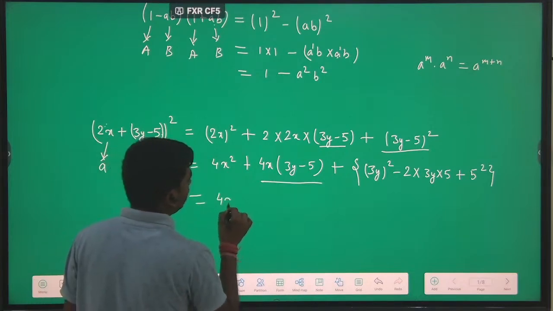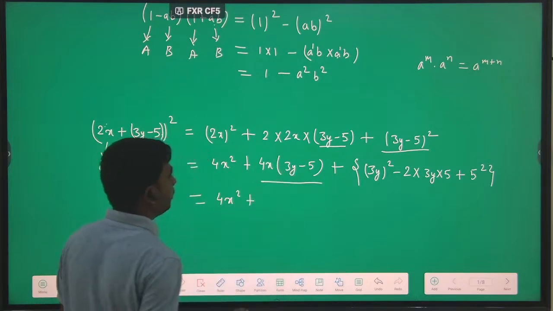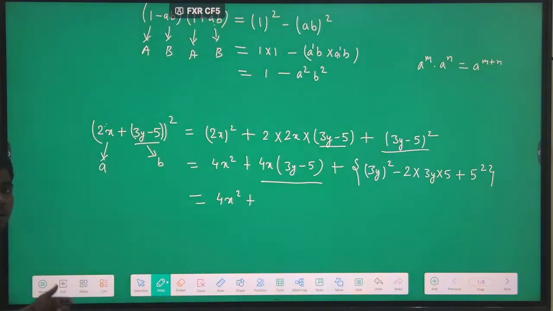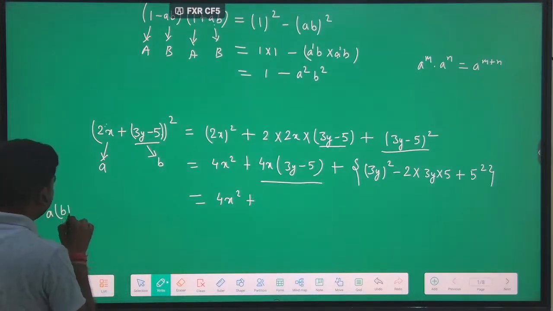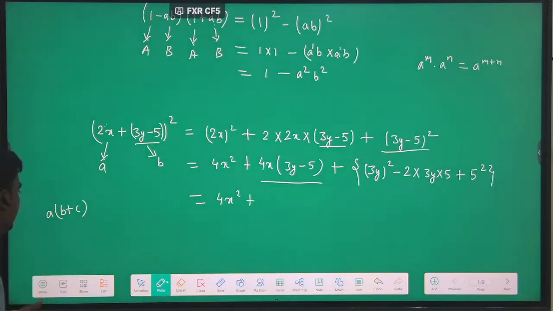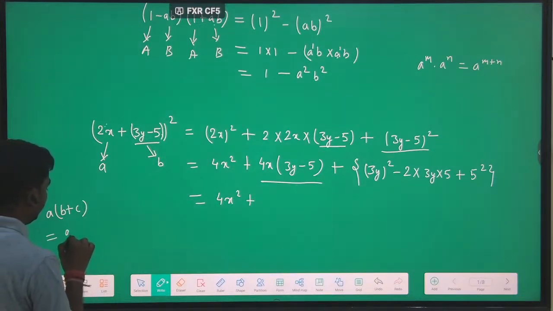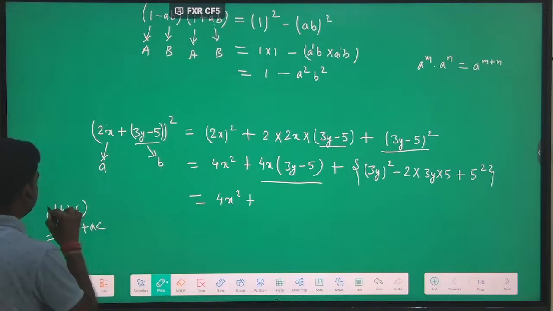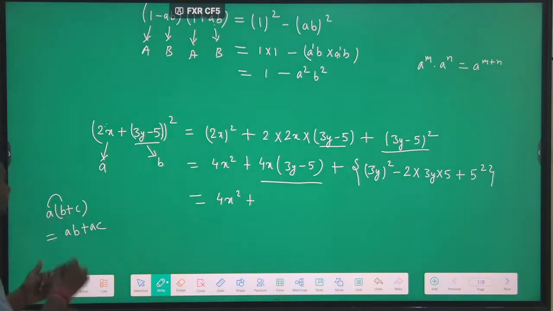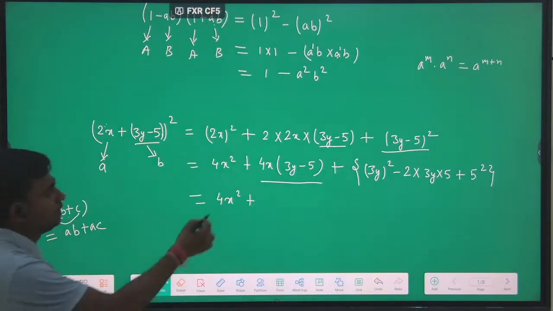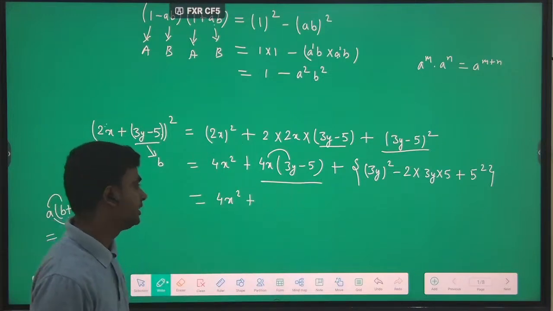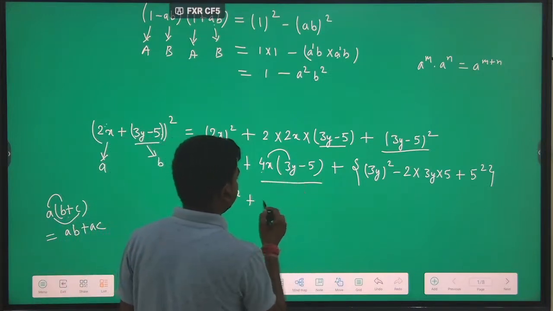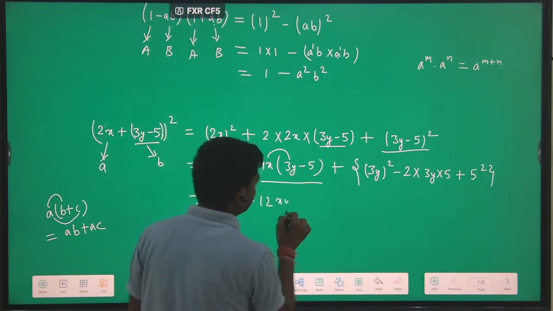The value will be 4x square plus, we use the distributive rule to find the product of a monomial with a binomial. That is, a into b plus c is solved by using the distributive rule. We know that the value of it will be a into b plus a into c. This a will be multiplied with b plus this a will be multiplied with c. Similarly, this 4x will be multiplied with 3y. So what will we get? 4 into 3 is 12, x into y is xy.